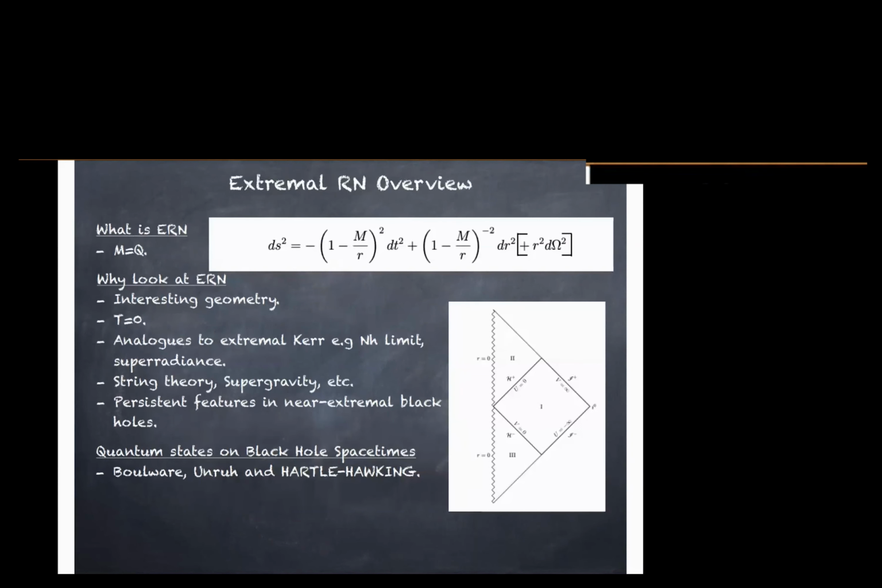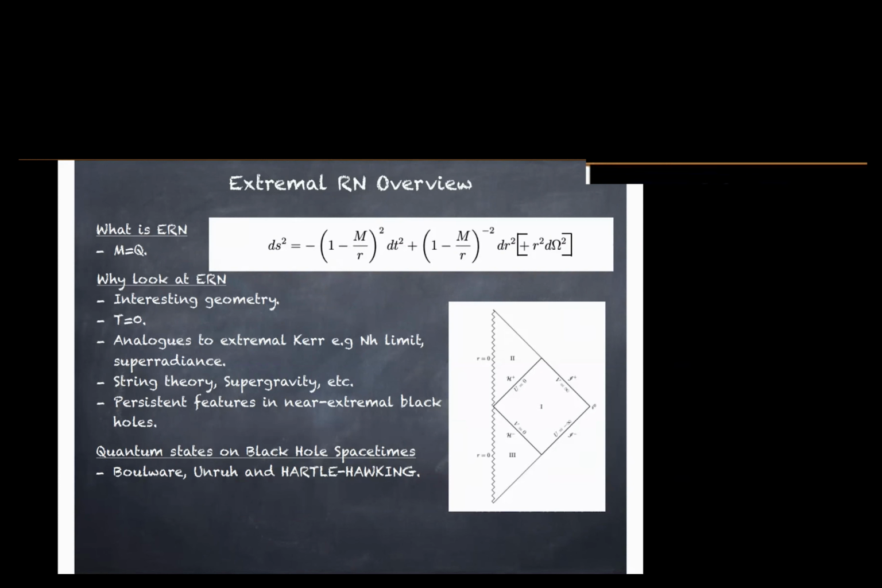I'm going to be talking about extremal Reissner-Nordström, or rather the two-dimensional truncation of 4D extremal Reissner-Nordström. So this is the mass equal charge Reissner-Nordström solution, the limit of that solution. I'm talking about the 2D case just because calculations are easier, and some of the features of the 2D case carry on to the 4D case.